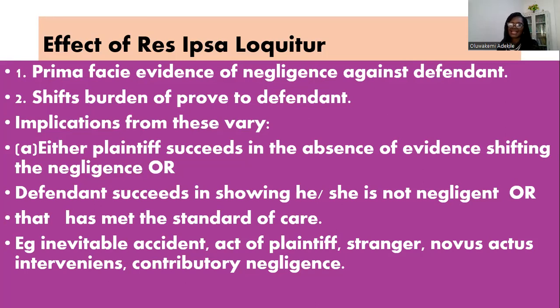Or if he is able to show that he had exercised reasonable care, and despite it, a reasonable person would still have been unable to prevent this event from happening, then you talk about inevitable accident as a defense, and then the defendant will not be liable. So the implication of the maxim will depend on what evidence is now available from the part of the defendant.